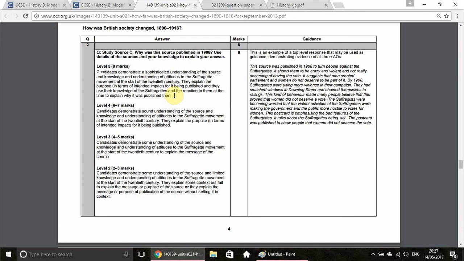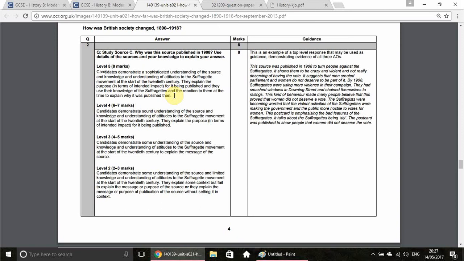It's not because people don't want women to get the vote, it's because people are reacting badly to the behaviour of the suffragettes, and that's why they've published it. So yes, they want people to stop voting for women, but the reason that they've made this particular cartoon is because of the behaviour of the women that are depicted in the cartoon.